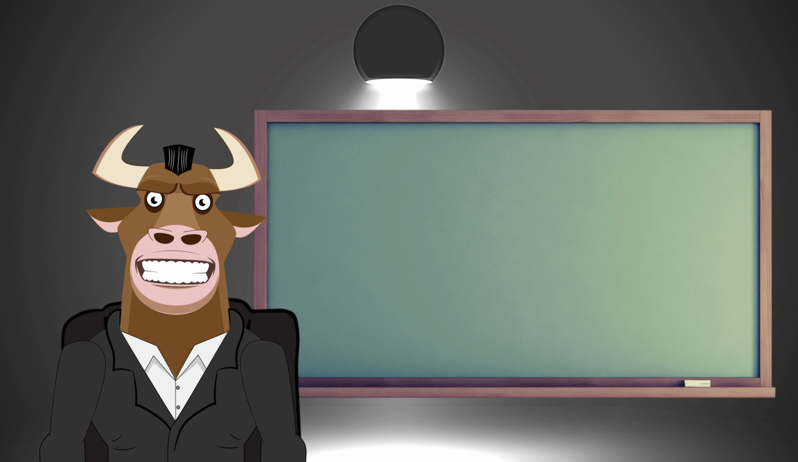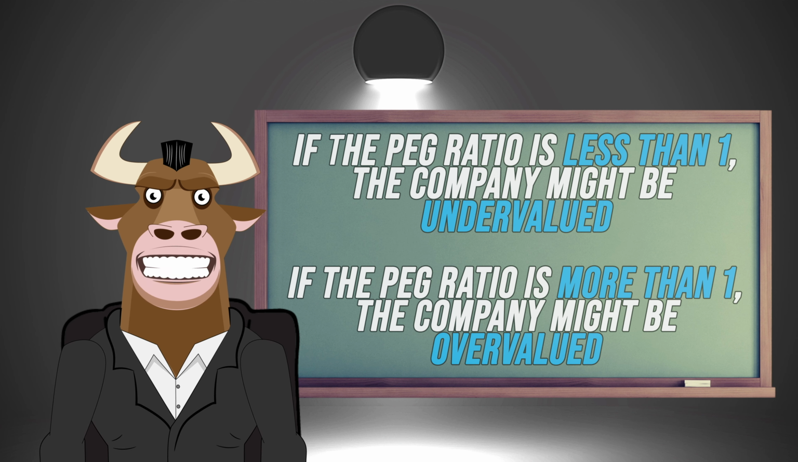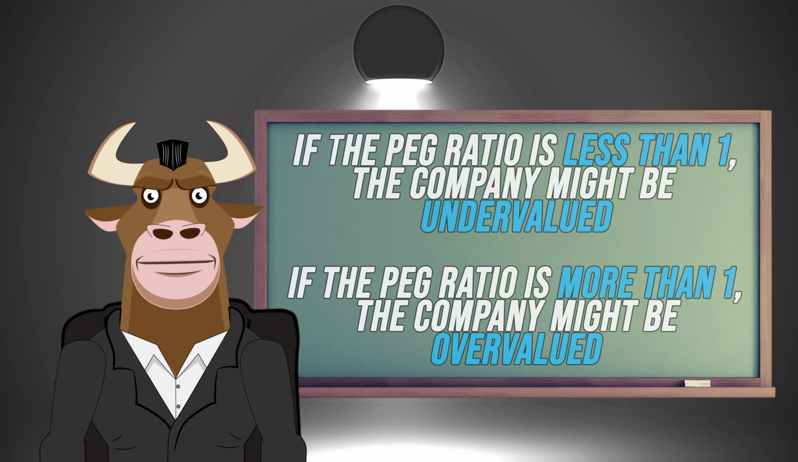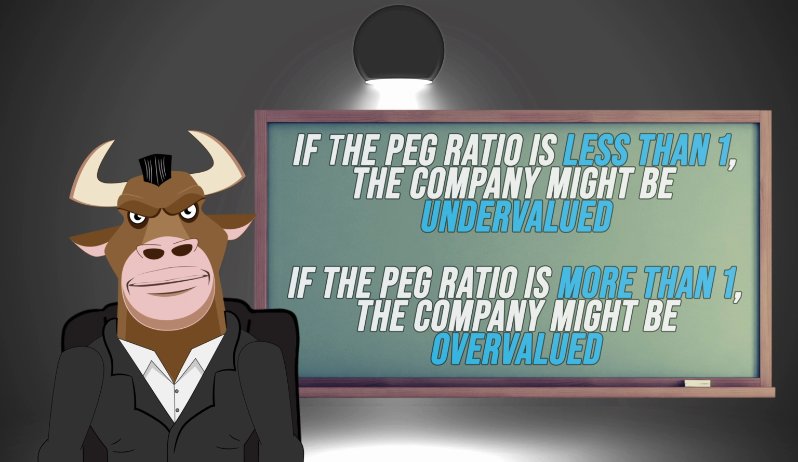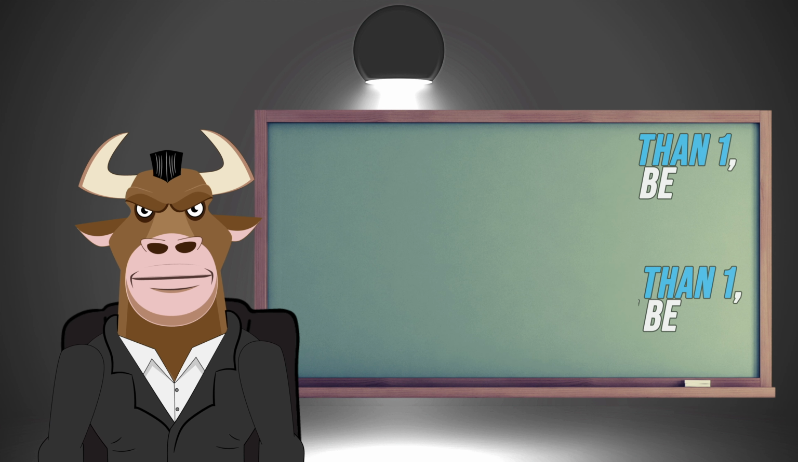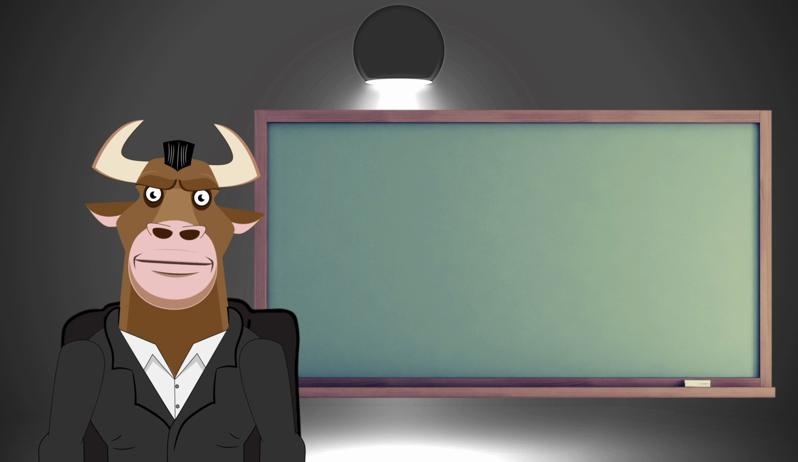At first glance, companies with a PEG ratio of less than 1 might be undervalued, and companies with a PEG ratio of more than 1 might be overvalued. However, you need to do research to understand why a company has a high or low PEG ratio. And again, you should compare a company's PEG ratio to that of its peers.